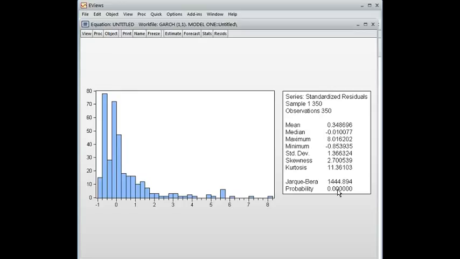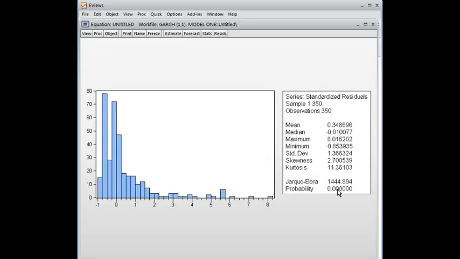So it is a bad sign, because we have rejected the null hypothesis since the p-value is less than 5%, and as a result we have accepted the alternative. What is the alternative? The residual is not normal. So that is a bad sign.